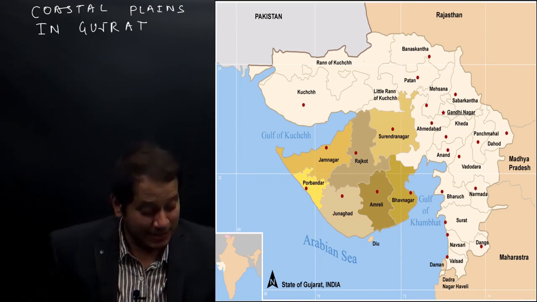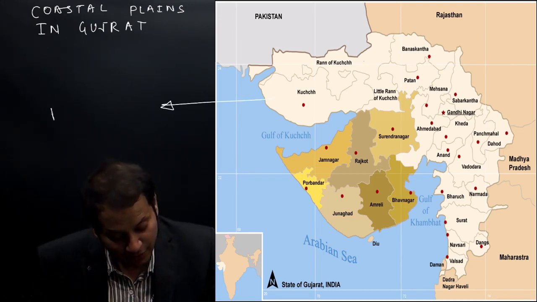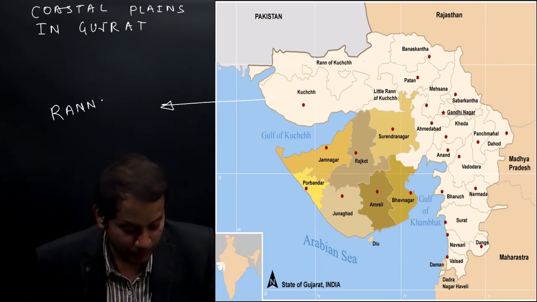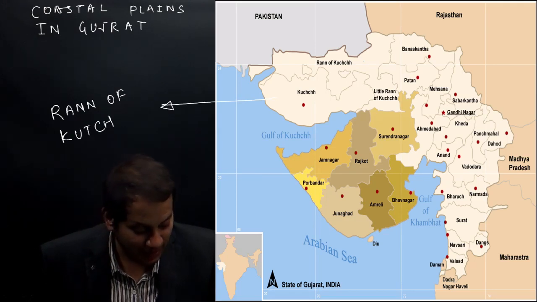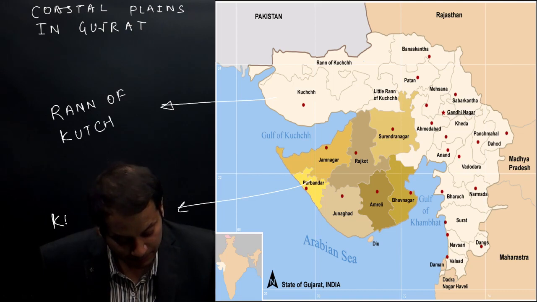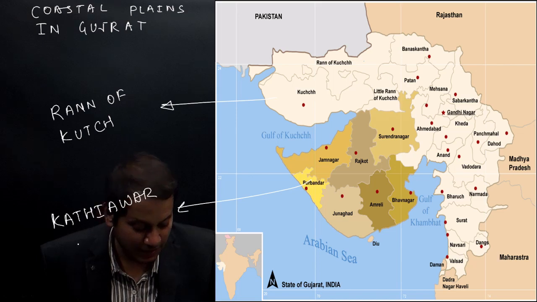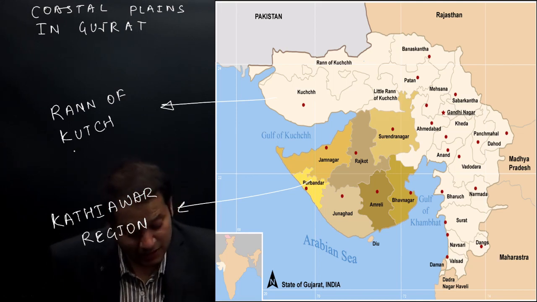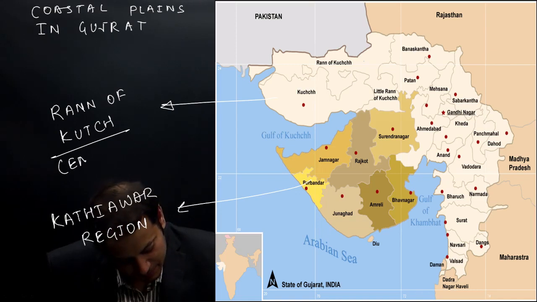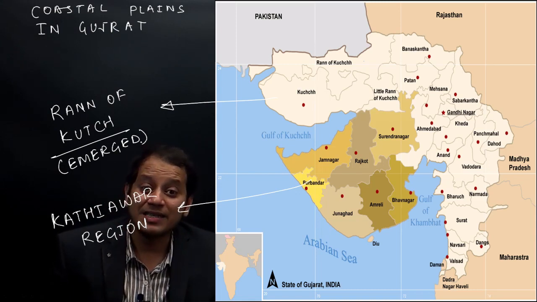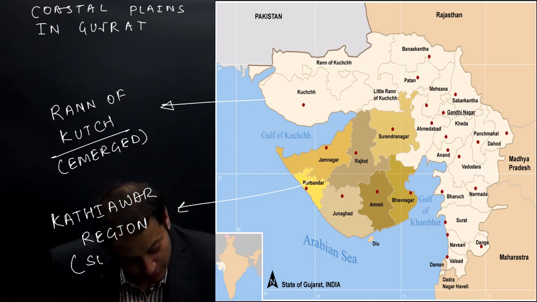The coastal plains in Gujarat consist of the Rann of Kutch region and the Kathiawar region. What is the basic difference? Is Rann of Kutch submerged or emerged? It is emerged. What is the Kathiawar region? Kathiawar region is an example of a submerged coastline.